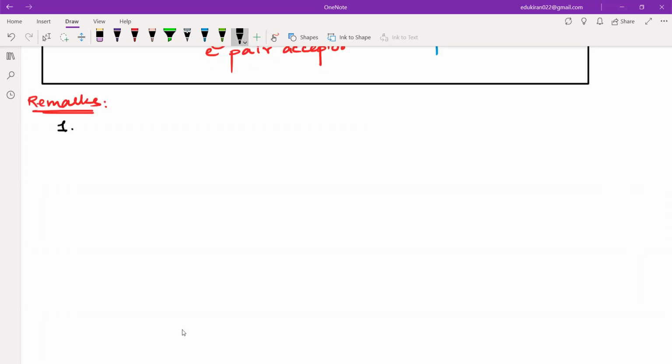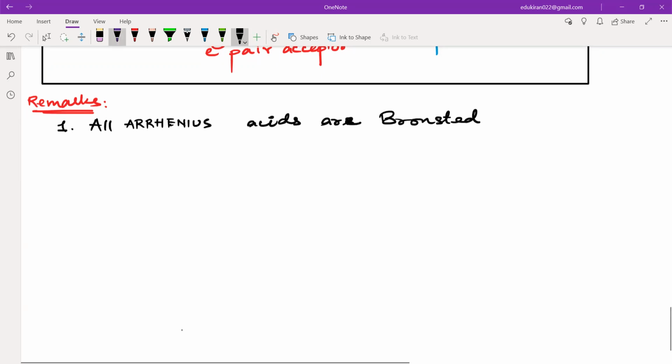Okay. Write some remarks. In remarks, the first point that you'll write is all Arrhenius acids are. Sir, could you tell the spelling of Arrhenius? ARRHENIUS. Let me write it properly once, okay? I hope this is helpful, Khalid. Yes, sir. Thank you.